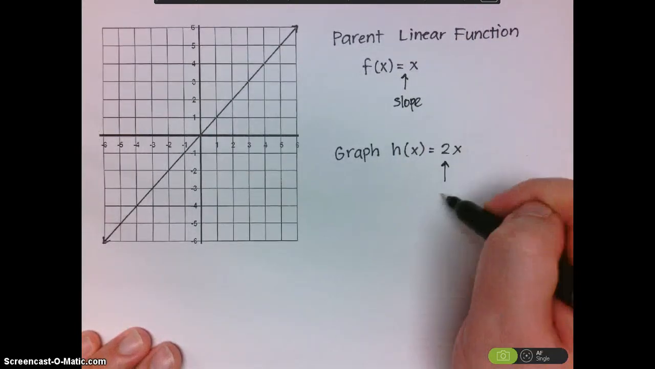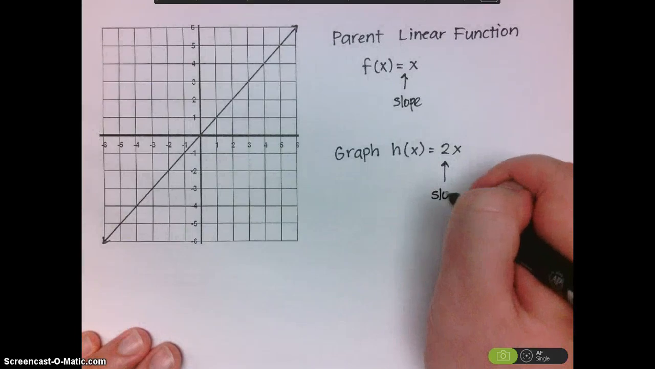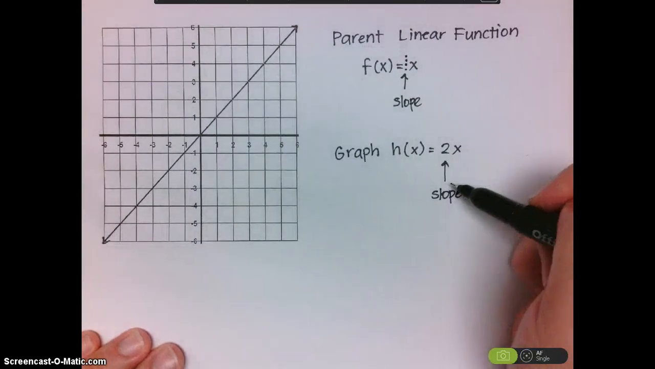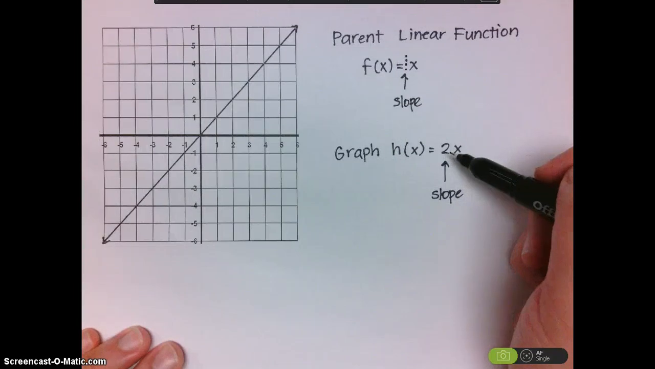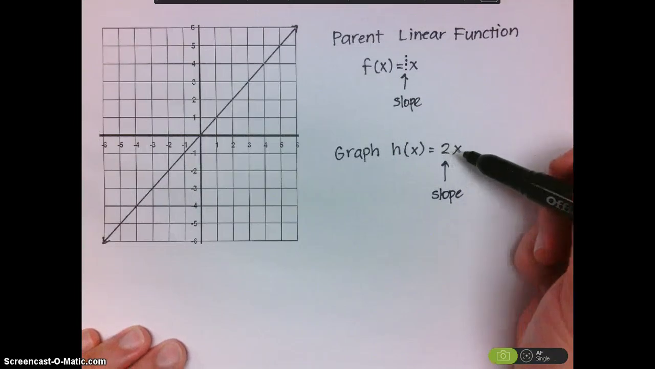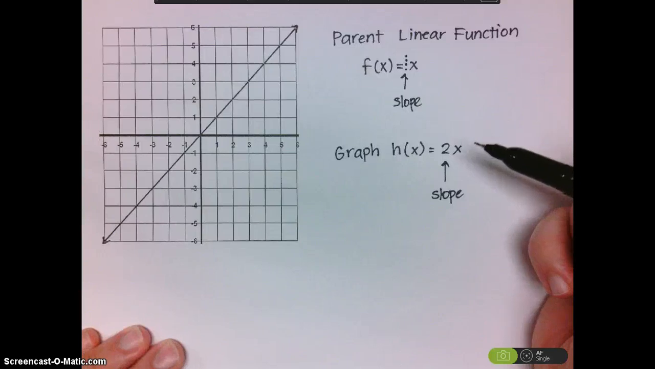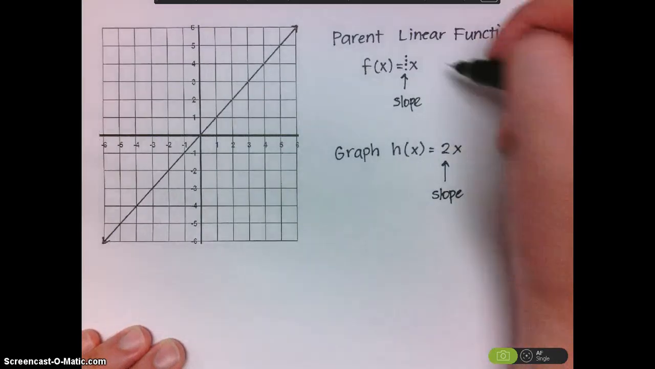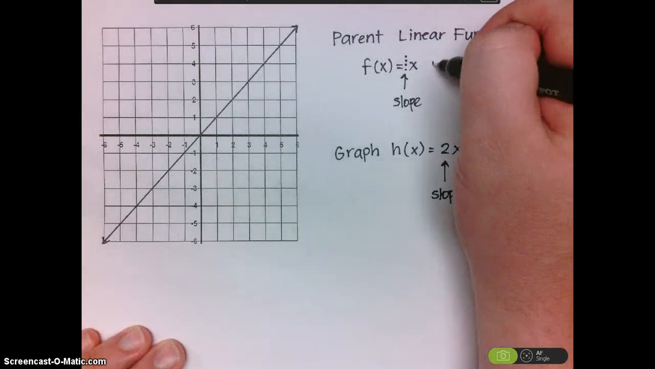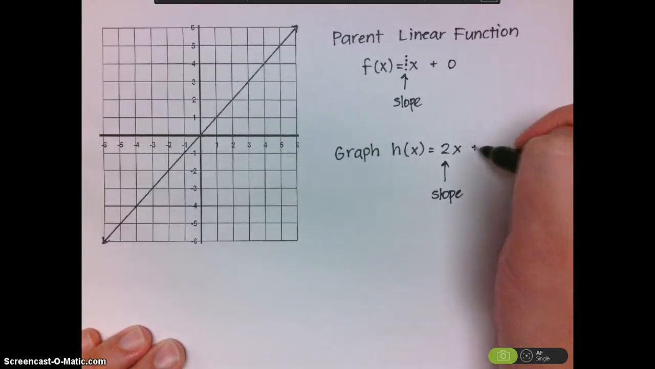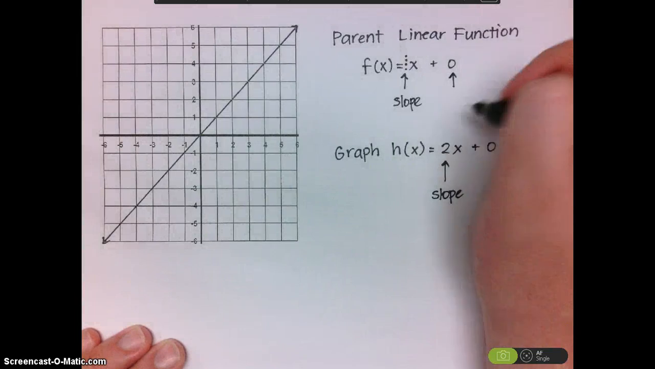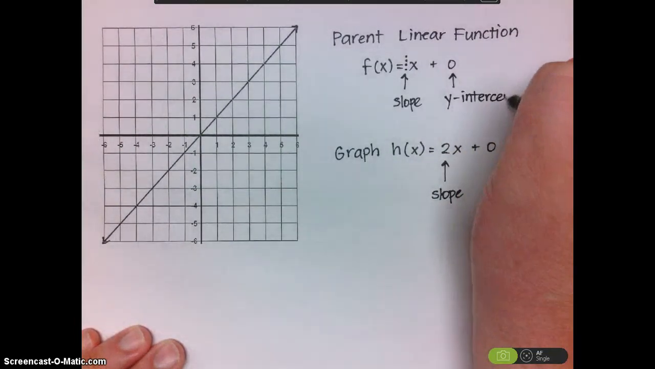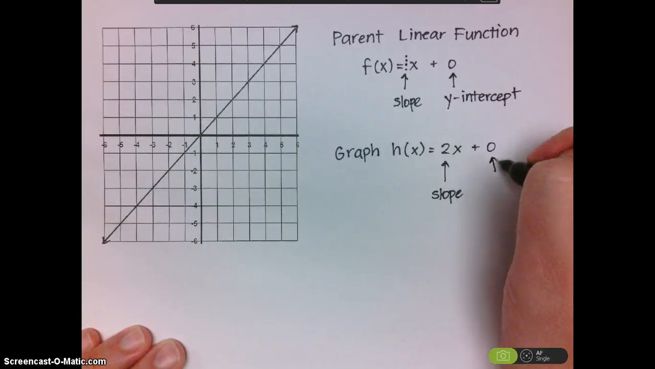Now the slope for f of x is that invisible 1, but the slope for h of x is positive 2. It's a bigger slope, which means that when you're going up the mountain, I should be expecting to see it looking a lot steeper, okay? Now when I'm looking for the y-intercept, neither one has a value for the y-intercept, which means it's going to be 0. So that means they're both going to cross the y-axis through the origin. They have the same y-intercept.